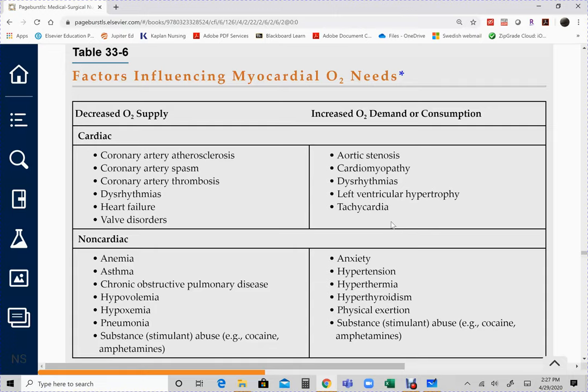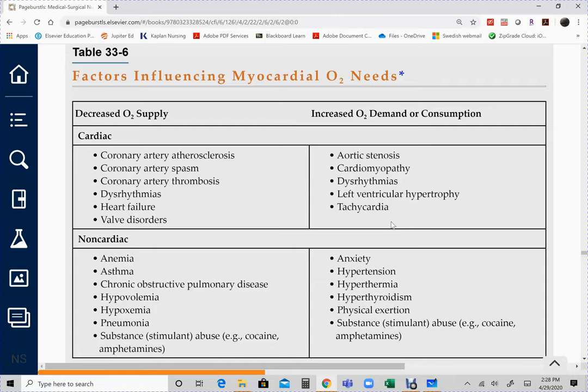Now let's take it one at a time, that way you don't have to memorize them. Okay, there's really no need to memorize. All you need to know is how do these affect the heart, or particularly how does it affect the myocardial oxygen needs. Let's begin with the first column. First column deals with decreased oxygen supply. So if you go down the list, read each one, all of these conditions will lead to decreased oxygen content in the blood. Say for instance, if you have, and then we're talking about the coronary artery here, okay, specifically.